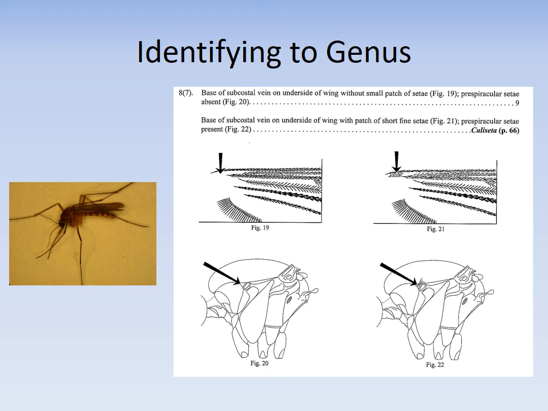If you think of this wing as being your arm, if you were to open up your arm, it's kind of the area that would be the shoulder above the armpit. And so is there going to be a patch of setae there, or is there not going to be a patch of setae there? And then the next segment is talking about prespiracular setae present, so right before this spiracle. Is there, or is there not? So now we're going to look at our specimen.